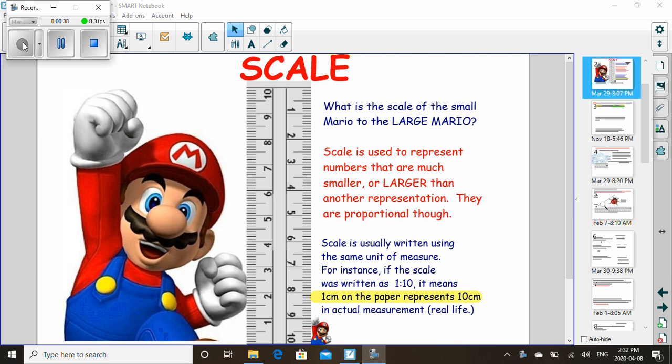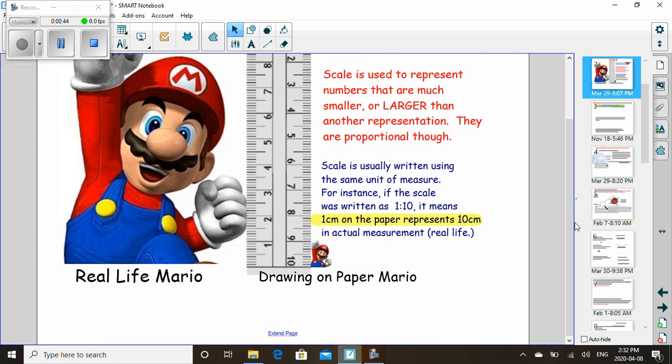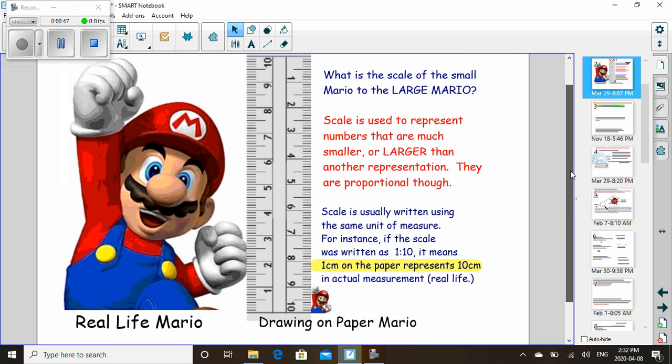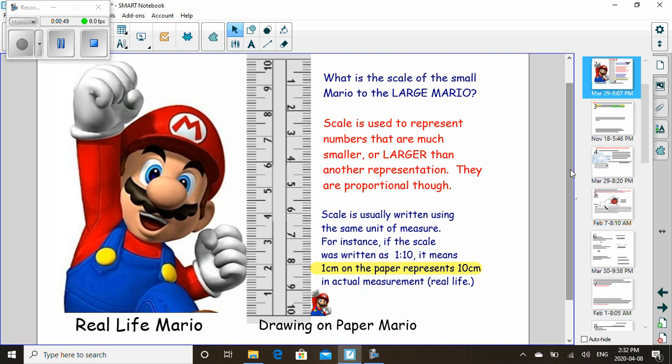So here I got a picture of, I'm pretending that the guy on the left, real life Mario, is that big. Now, picture this on the smartboard, he would be much bigger, right? So typically that's the size of Mario, I would say. And then the little guy on the right, that's a drawn version of Mario, Paper Mario. So if you look and I say, what's the scale being used here? Well, the large real life Mario, as you can see, I just stuck a ruler there to help us, is 10 units, whatever it is. Call it centimeters maybe. But the paper version, little Mario, is 1.